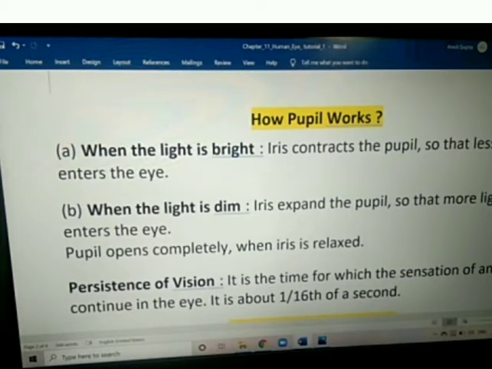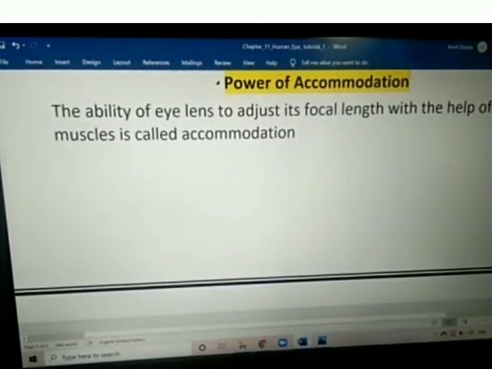Then we'll understand the persistence of vision. When we see any object, it is the time for which the sensation of the object continues in our eye, and that time is about 1/16 of a second. So next is the power of accommodation. This is the ability of our eye lens to adjust the focal length with the help of the ciliary muscles, and that is what we call the power of accommodation.